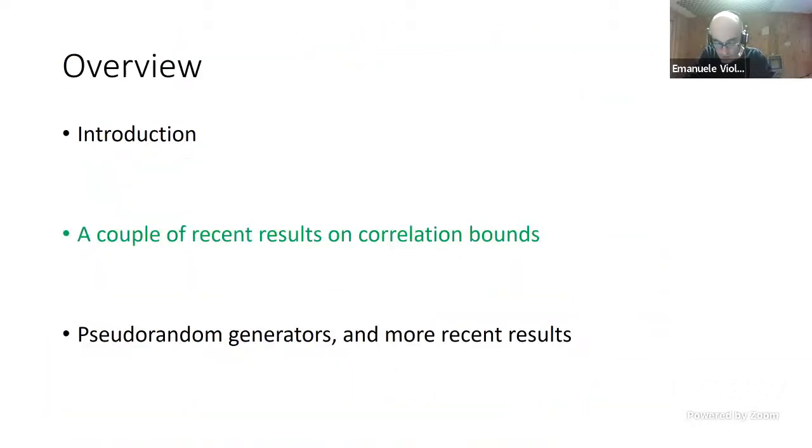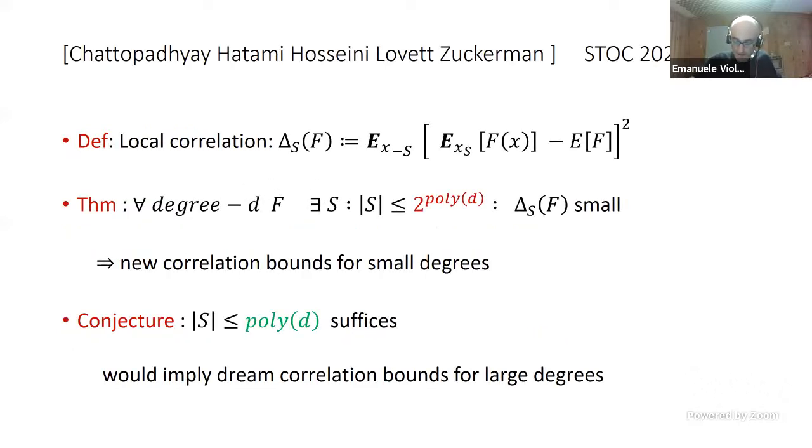Now I'm going to mention a couple of recent results on correlation bounds, and then we'll go to some pseudorandom generators and some more recent results. The one thing that I want to start with is this nice work by these people here, which appeared just a couple of years ago.